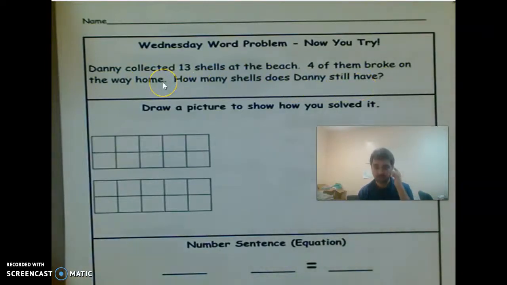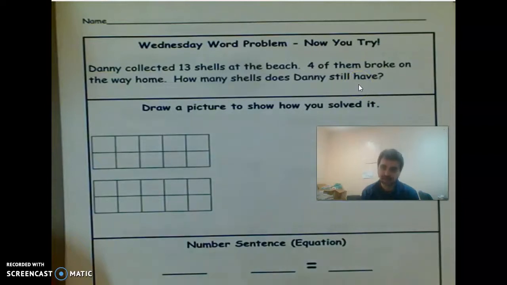Okay, so picture that in your head. He's at the beach. He collected 13 shells. Have you ever collected shells at the beach? Sometimes my kids come home with a bag of them, and then they just sit there all day, or for like the next 4 months. 4 of them broke on the way home. They are kind of fragile, right? They break. How many shells does Danny still have?